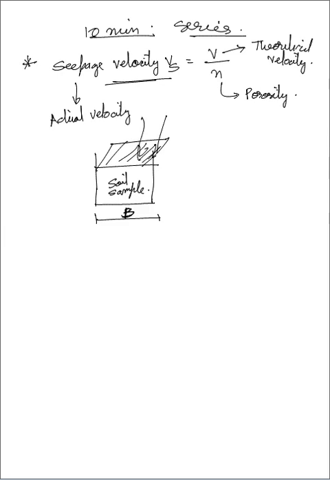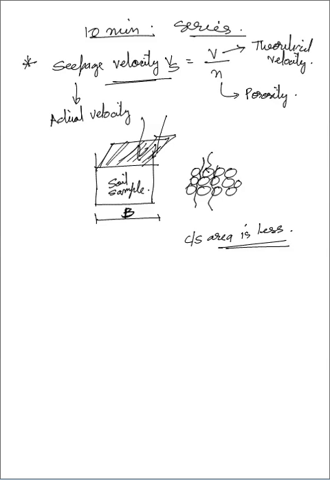So we are considering the whole cross section area, but actually the cross section area is not to be considered totally. Because these are the soil particles and the water cannot percolate through the solid particles. The water has to pass through the voids. So the ultimate cross section area is less, because the water will be passing through the voids only.